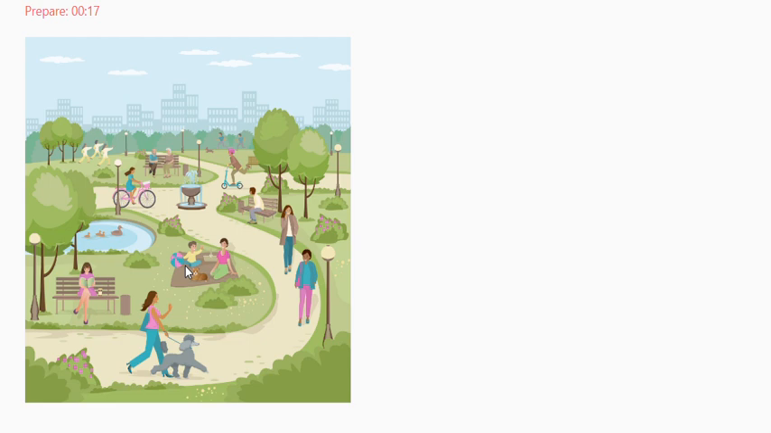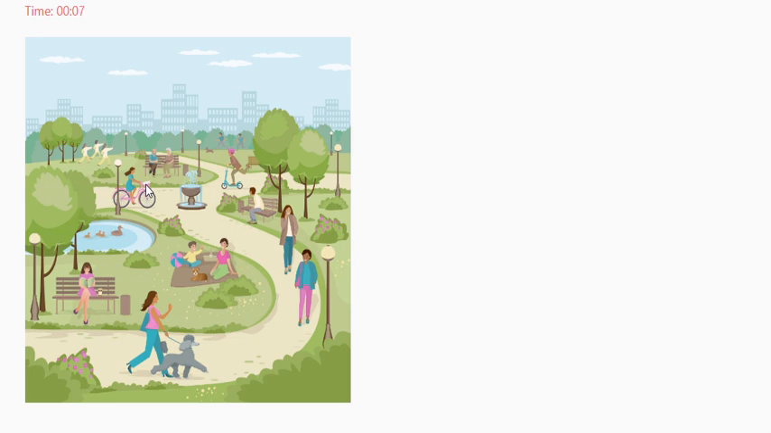Okay, here we have a picture of a park. There is a pool in the middle with ducks swimming in it. There is one lady who is walking with her dog. A few are talking on the phone and walking. There's one lady sitting on the bench reading a book with a cup of coffee.